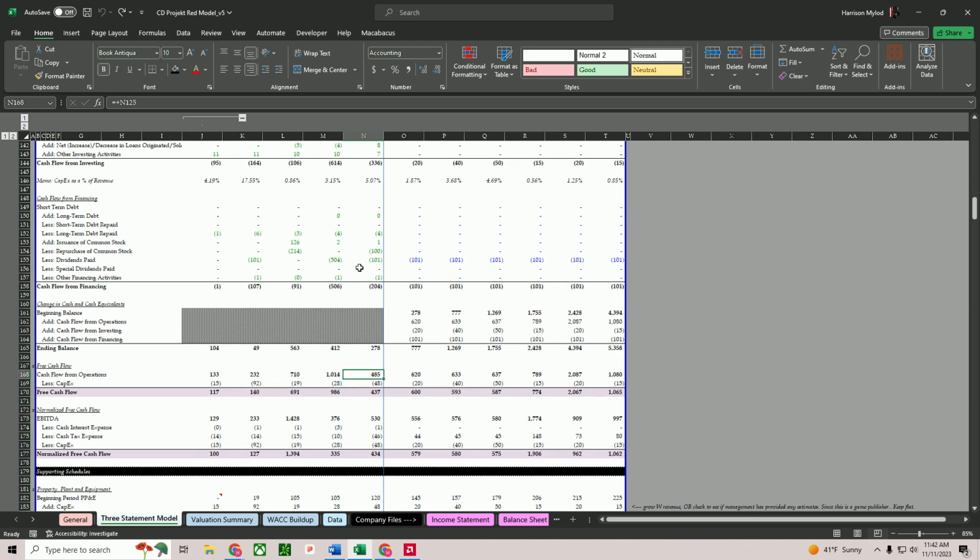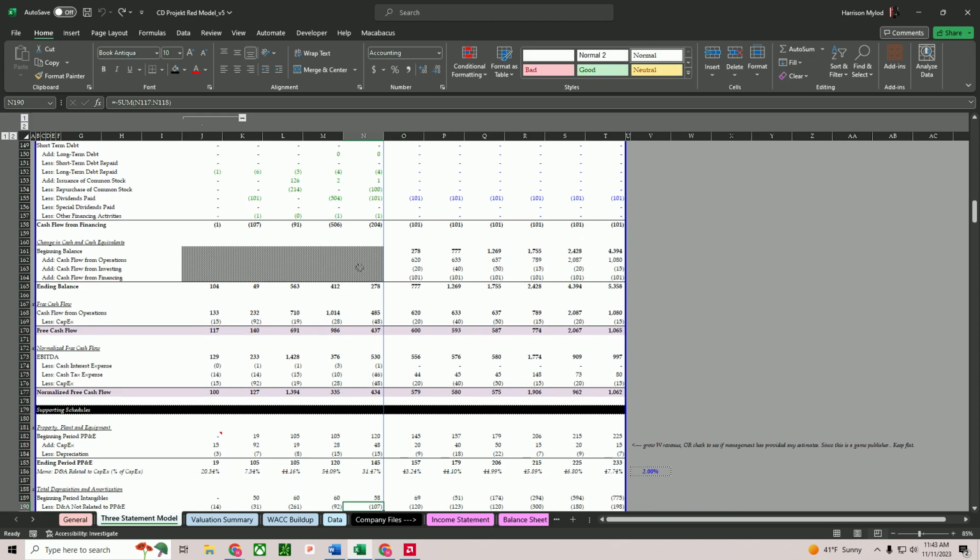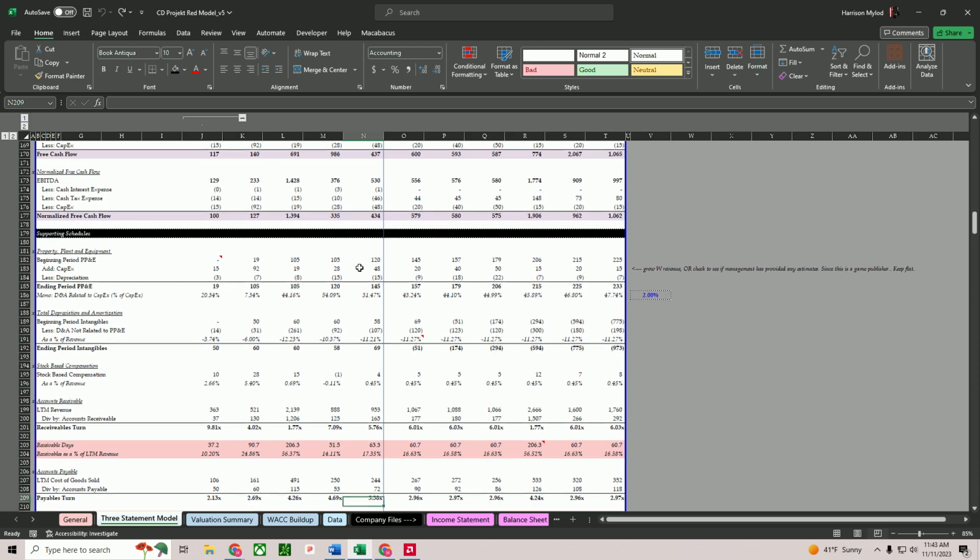Just see some pretty simple formulas here, just free cash flow and obviously normalized free cash flow. Some supporting schedules down here to isolate very important metrics. Property, plant, and equipment, CapEx, right? Property, plant, and equipment on the balance sheet is really just an aggregate of ongoing capex and ongoing depreciation. It's just net PP&E, right?